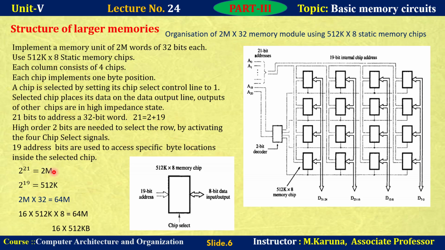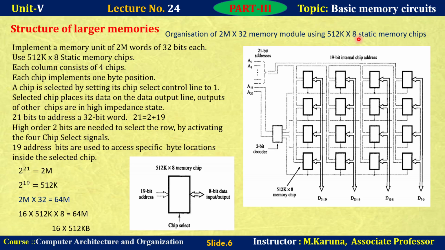To address 2M memory locations, 21 address lines are required. Assume only 512K x 8 static memory chips are available in the market, but we have to construct 2M x 32. So we can construct this memory with the help of these chips. Let us see how it will be.